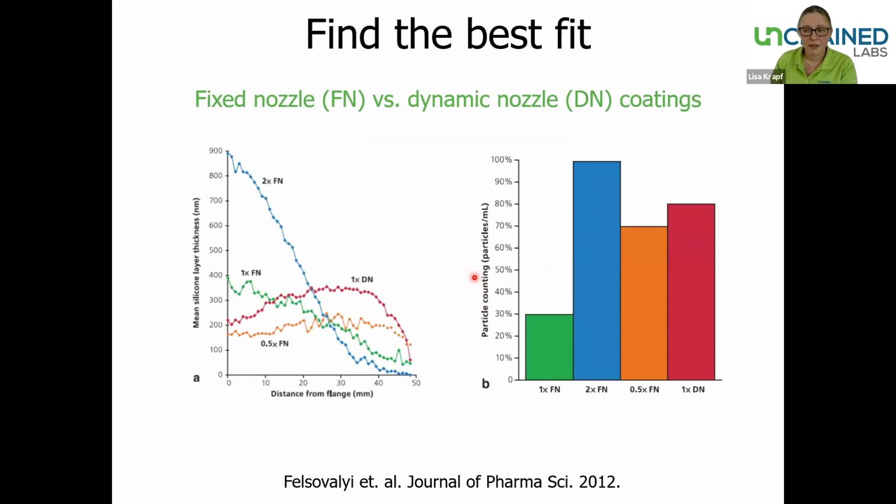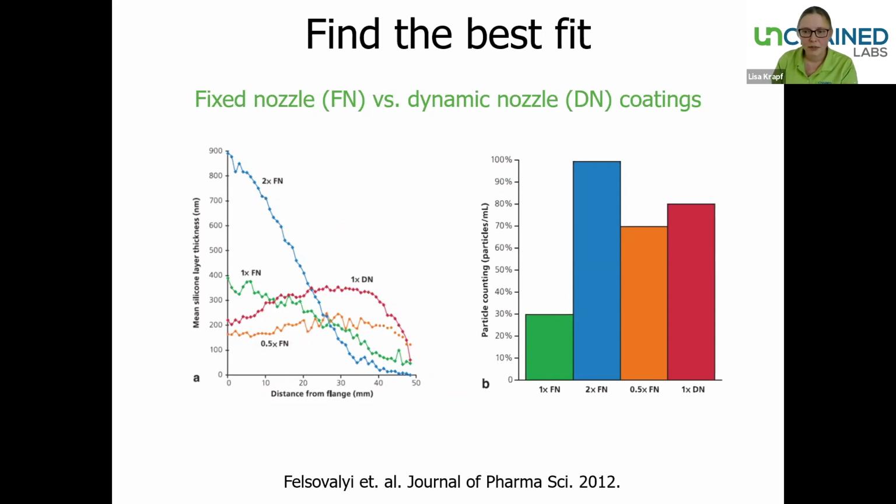So what are people using Bouncer for? Here is one example that's referencing a publication you can see here, where they tried several methods for siliconization. So you can see FN is a fixed nozzle, DN is dynamic nozzle. And they correlated the measurements they got from Bouncer here on the left-hand side with the amounts of particles they then found in the samples that have been stored in the syringes that have been siliconized by these techniques.